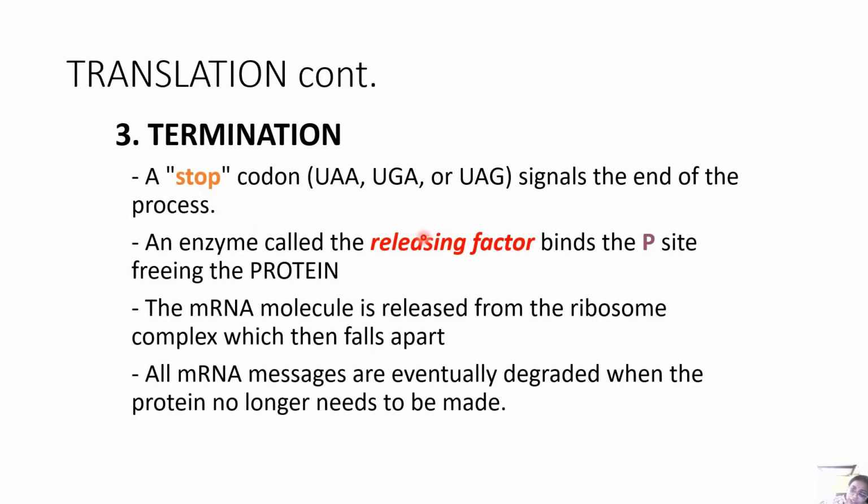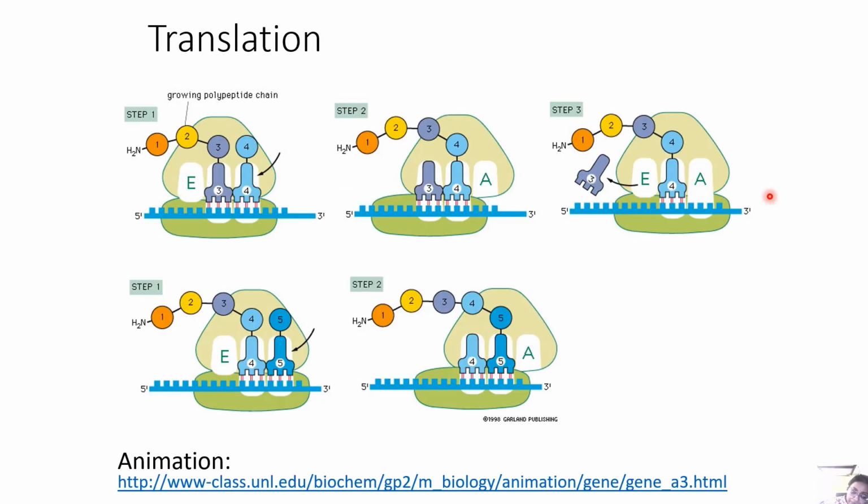A stop codon, UAA, UGA, or UAG, signals the end of the process, and an enzyme called the releasing factor binds the P site, freeing the protein. So the mRNA molecule is released from the ribosome complex, which then falls apart, and all mRNA messages are eventually degraded when the protein no longer needs to be made. Okay, so this is the translation. Step 1 is growing the polypeptide chain. Step 2, you can see this entire process of translation in a schematic form.